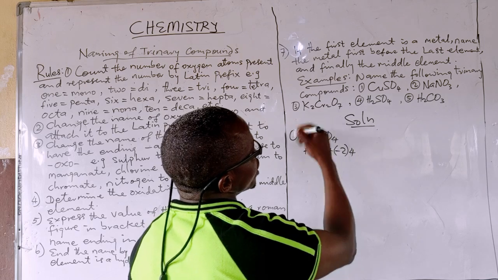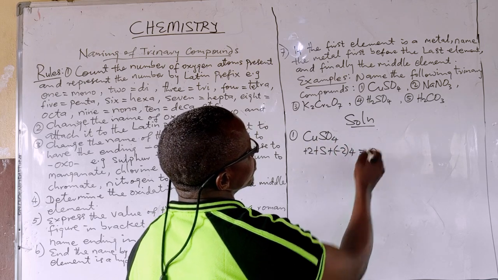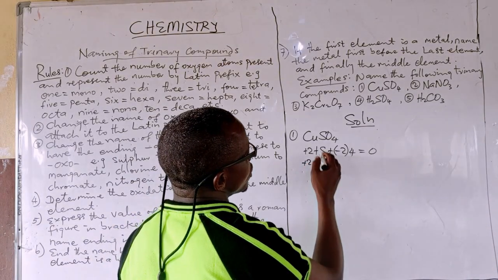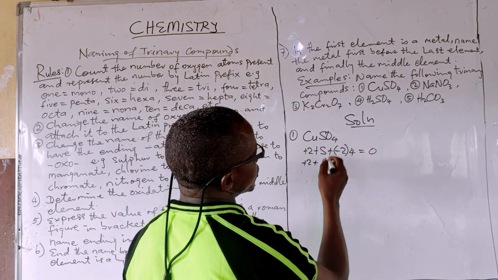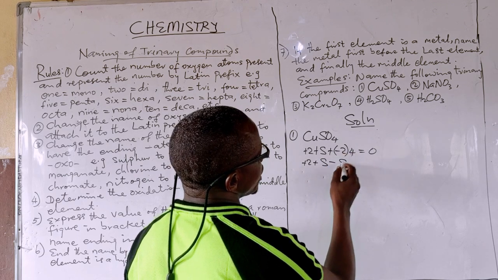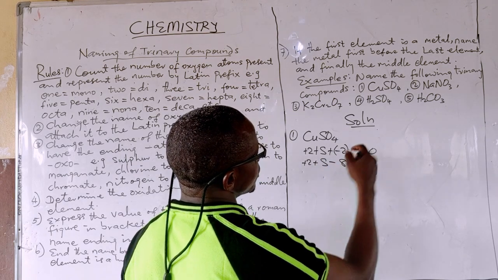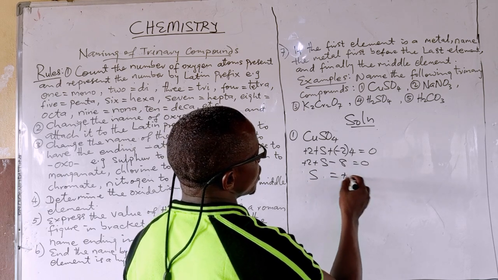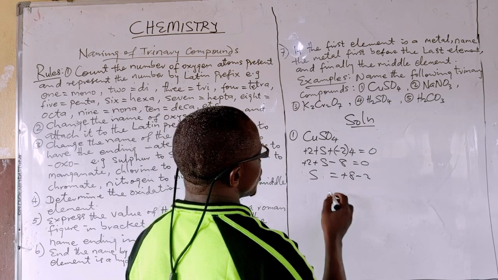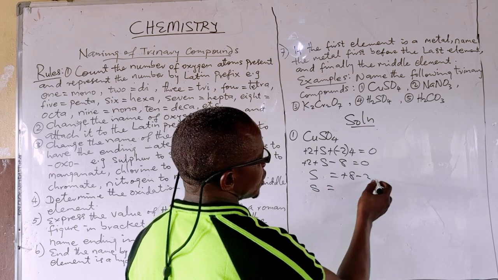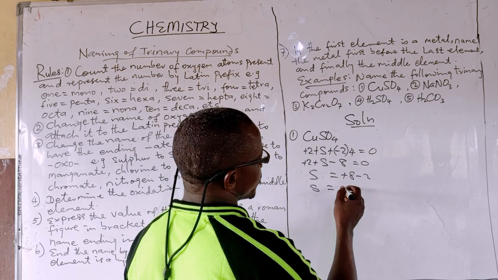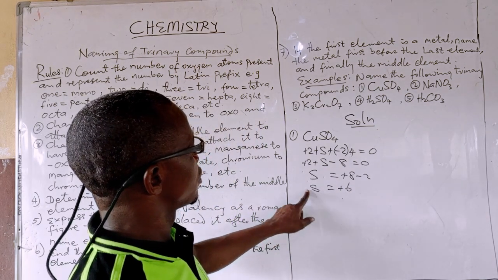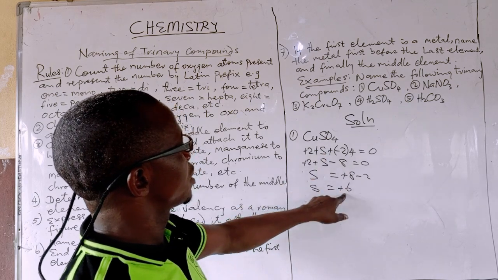So when that is done, equate it to 0 and then work it out for sulfur. Plus 2 now becomes plus S minus 8 equal to 0. Take the digit to the other side while the letter remains there. S equal to plus 8 minus 2. So S is equal to what? This is plus 6. So the oxidation number of sulfur here is plus 6.